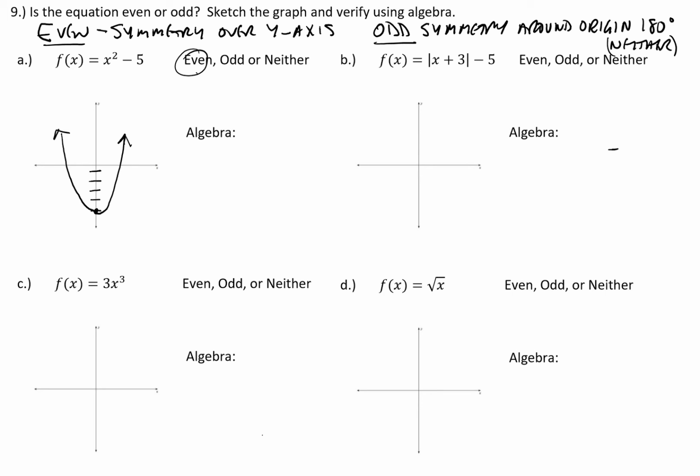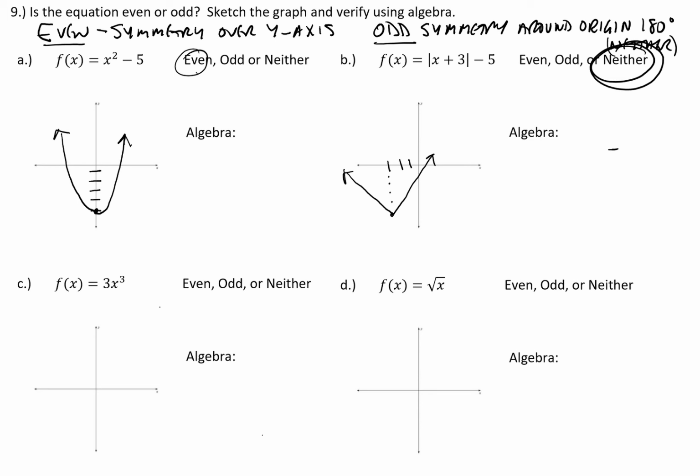And this particular graph, 1, 2, 3, 1, 2, 3, 4, 5, we're going to have a graph that looks something like this. We don't have symmetry over the y-axis. It doesn't have symmetry around the origin, so we would say this is neither.